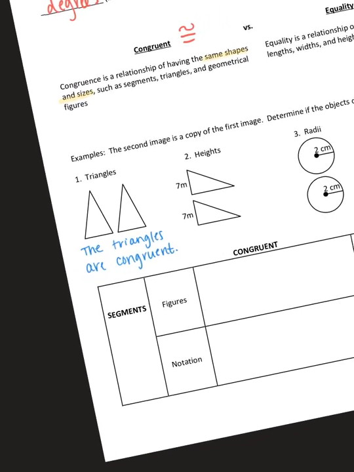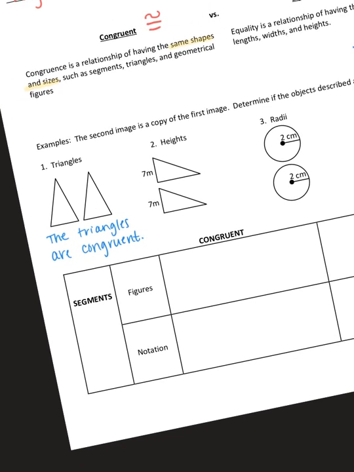Okay. In number 2, it asks us to look at the heights in the triangle. So again, we have 2 triangles that are exactly the same. And if we're looking at the heights, these heights right here, they have measures and the measures are the same. So 7 meters and 7 meters. So we would say that the heights of the triangles are equal. So in this case, the heights, because they have a measure that is the same, are equal.